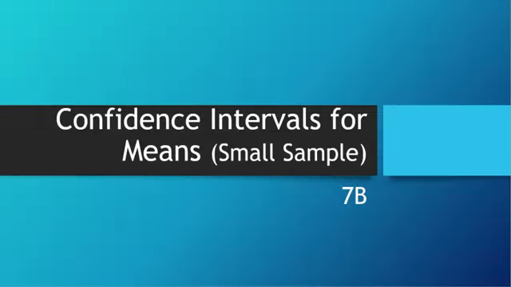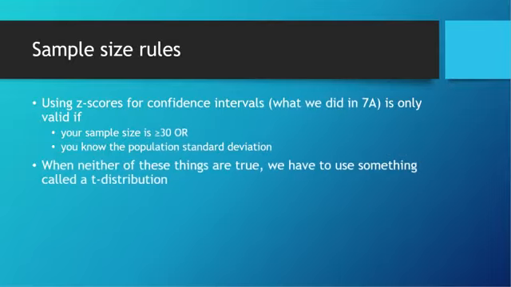7B, we're looking at confidence intervals for mean still, but this time small samples, okay? So what we did in 7A, we did a Z interval, and that only works if your sample size is at least 30, or you know the population standard deviation, okay? When neither of those things are true, we have to use something called a t distribution.